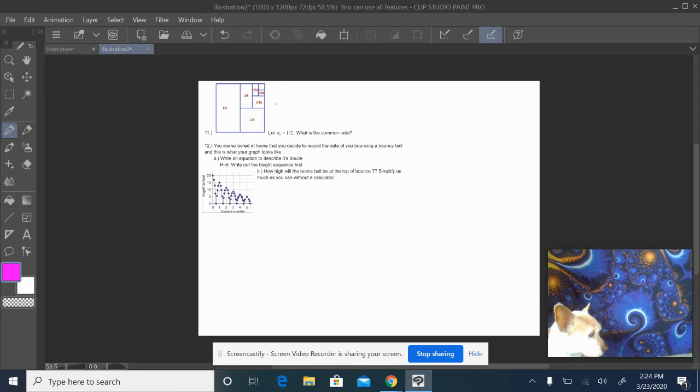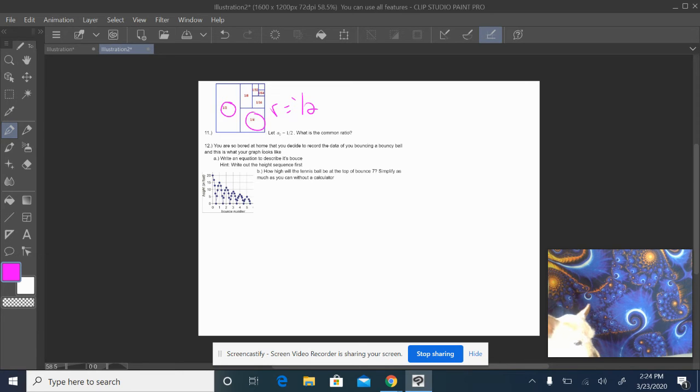So using this box or square, let a, the first term, be equal to 1/2. So how do I get from 1/2 to 1/4? I'm going to multiply by 1/2. So r is equal to 1/2.